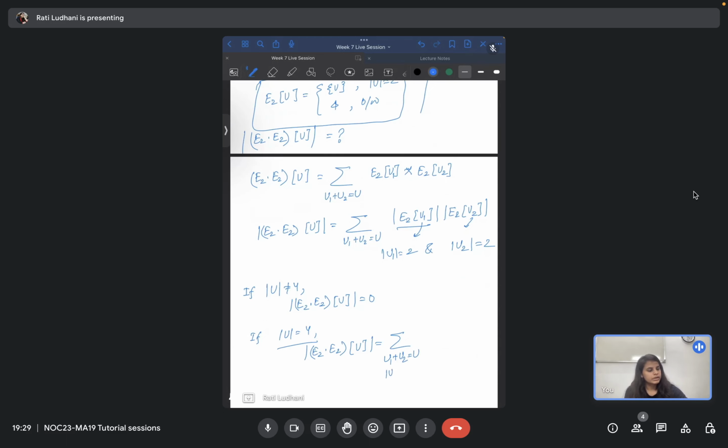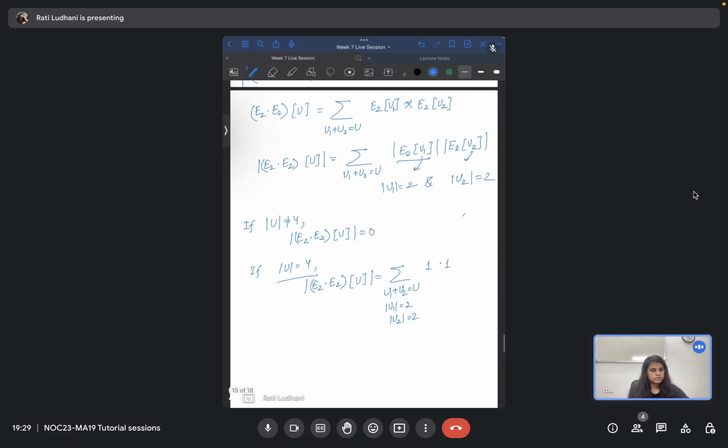So whenever the cardinality is 2, then you will get something, and that something will be what? 1, because there is only one structure on square bracket 2. Is that clear? I can repeat if you want. It's okay.